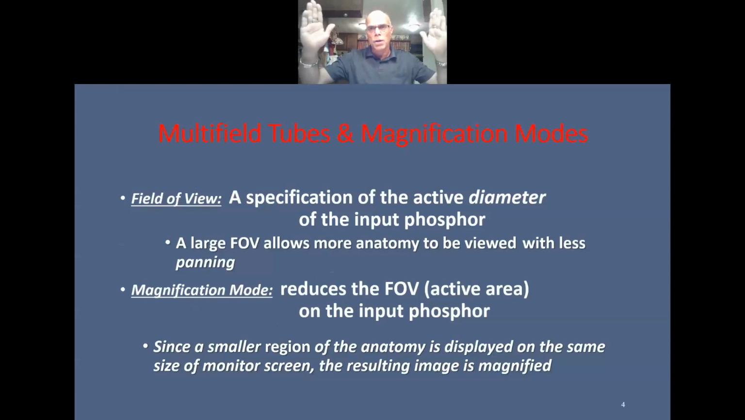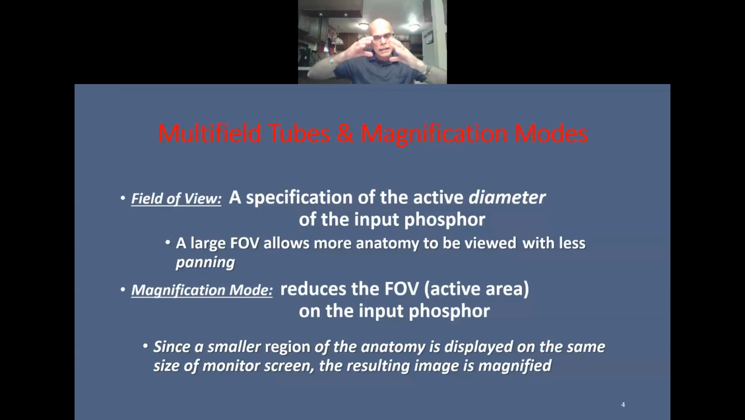Okay, since a smaller region of anatomy is displayed on the same size monitor, the resulting image is magnified. Same size monitor, but the X-rays are hitting a smaller area of the input phosphor. I hope I didn't confuse you on that. So we're just taking, say, 30 centimeter, and we're going to reduce it down to an 18 and then maybe a 10. So we're using less of the input phosphor, and you're seeing less anatomy.